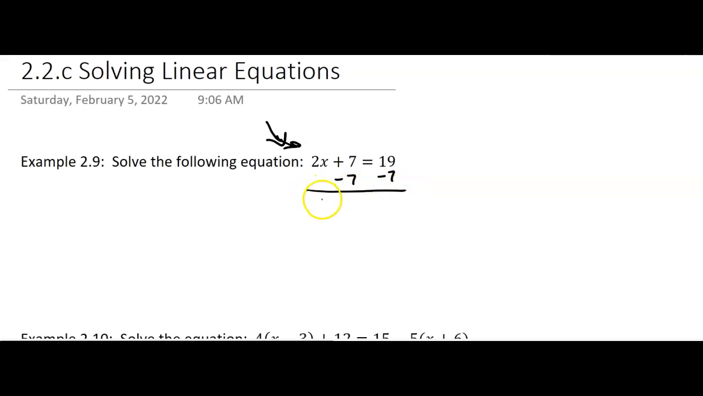This is how I usually write it. If you write it differently, that's okay. I know people have different styles sometimes, but it is important to show your work so that if there's a mistake, we can see where it is. And then you want to divide by the coefficient of x, whatever the number is in front of x. We want to divide by that.